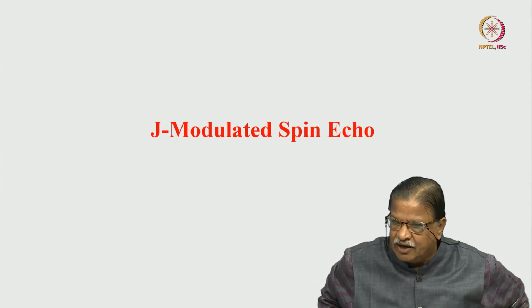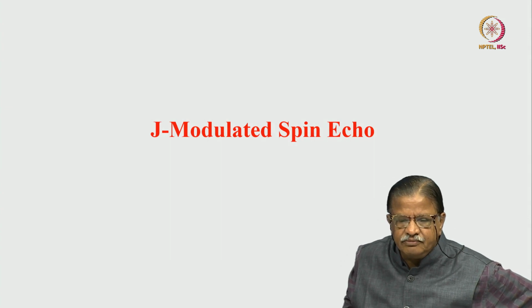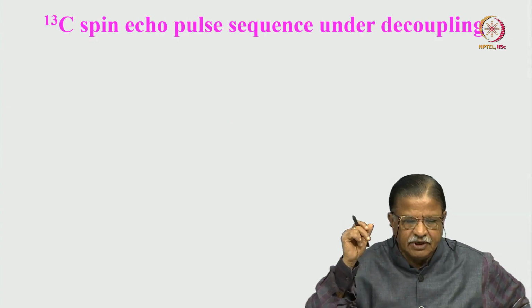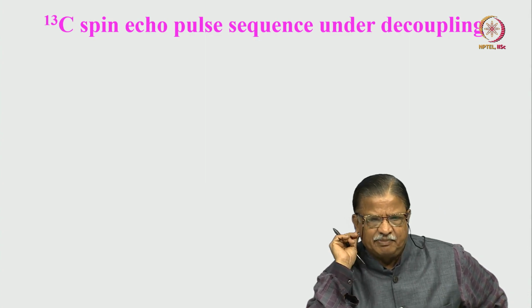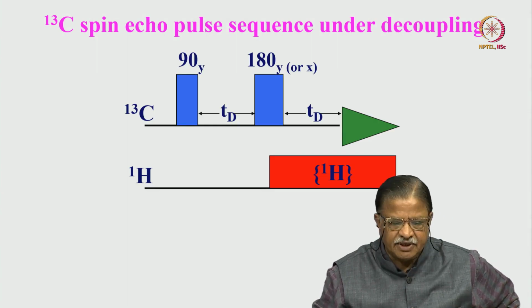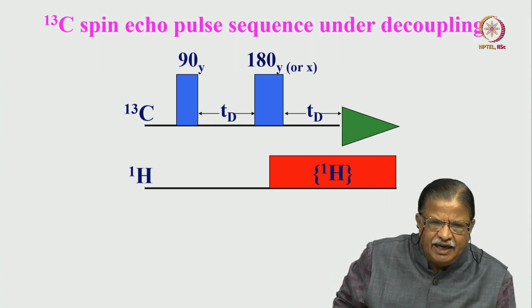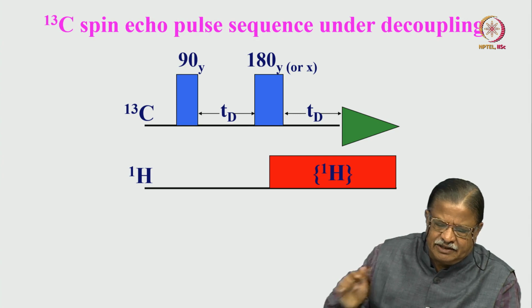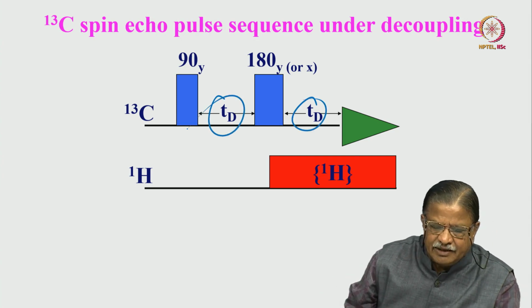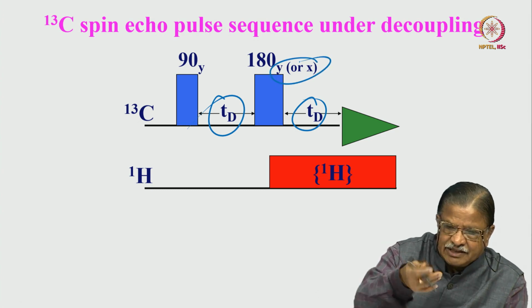This is an important concept you should know. What is the meaning of J modulated spin echo? Let us consider the 13C spin echo sequence under decoupling. What is a spin echo sequence? It is nothing but this one. 90, TD, 180, TD. This is a delay for echo. Both are identical. The 180 pulse you can apply along Y or X, it doesn't matter.